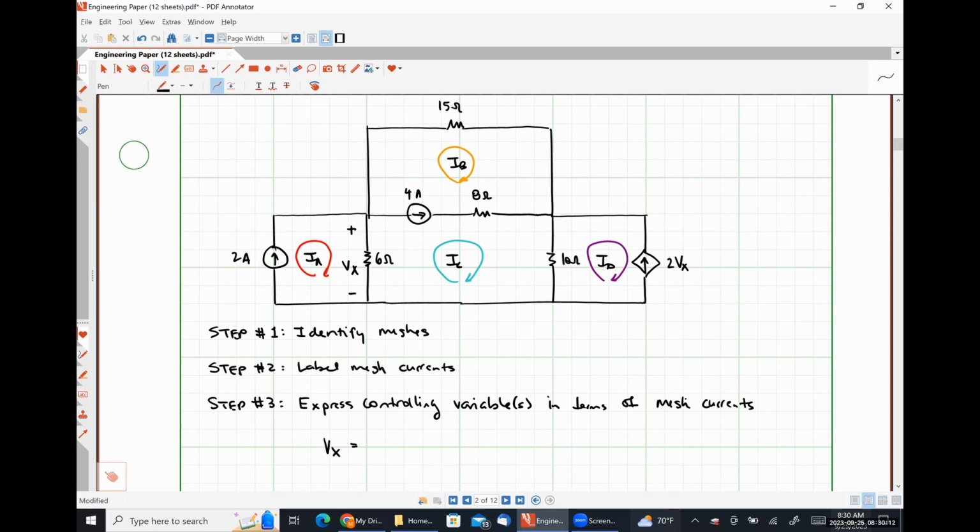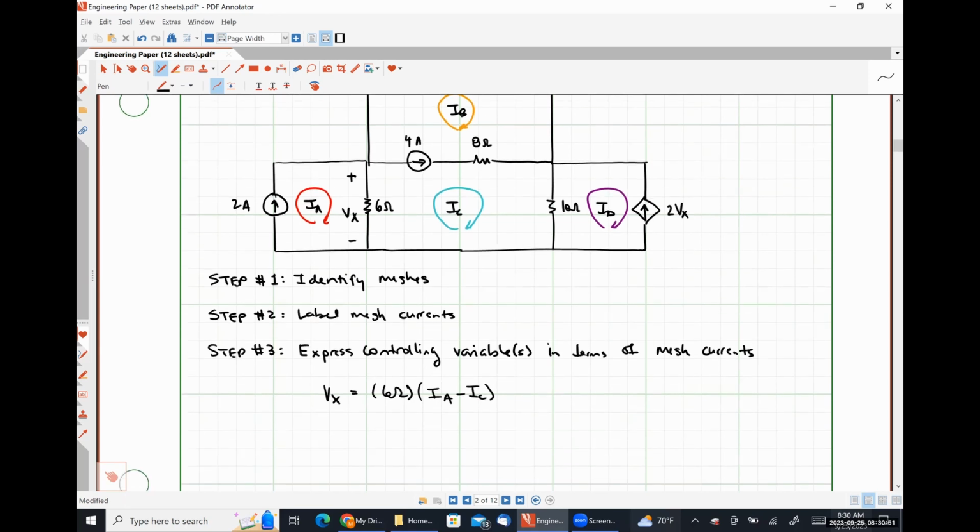So effectively, anytime a resistor is shared between two meshes, we are going to have two mesh currents flowing through it, okay? From the direction that we've chosen to draw our mesh currents, so clockwise around each of these loops, IA is flowing into the positive polarity terminal, so it's going to get a positive sign. IC is flowing into the negative polarity terminal, so it's going to get a negative sign. So we're going to have 6 ohms times IA minus IC.